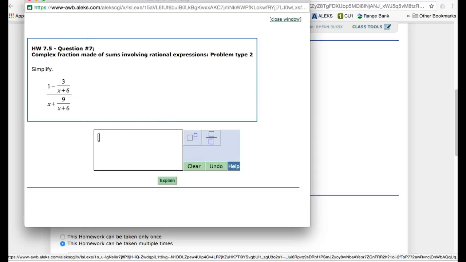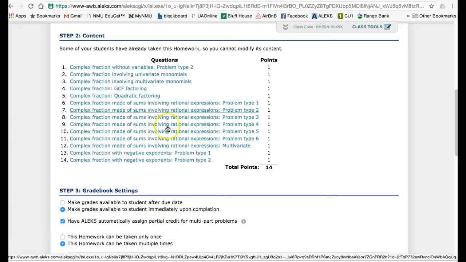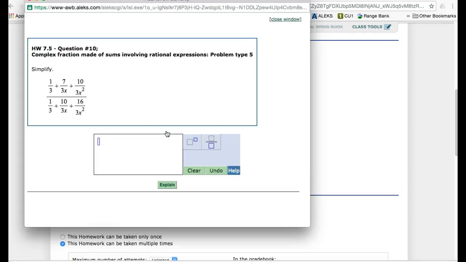Oops, we'll just close out of that. Okay, let's just jump down to maybe number 10 on the homework. Okay, there we go. There are 3 fractions. The denominators are 3, 3x, and 3x squared. So what we're going to do is the same strategy.